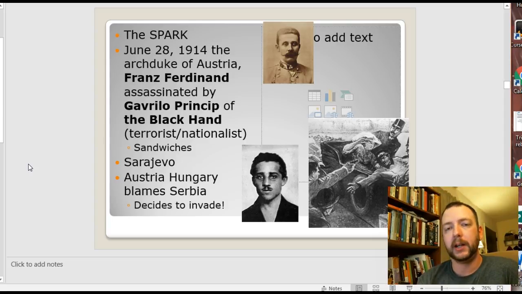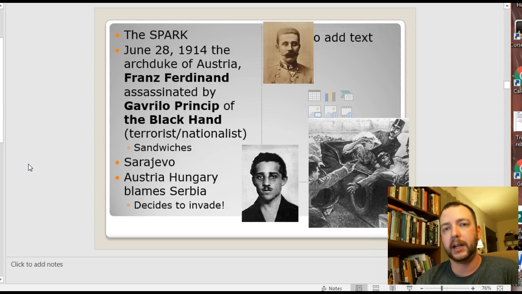And while he was waiting in line to get a sandwich, the Archduke's carriage rode by him. And Gavrilo saw him, jumped out, and shot him and his wife, Sofia. And that's where this Archduke, Franz Ferdinand, dies. His wife ends up dying too.